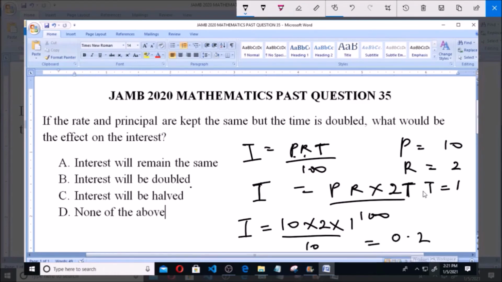Now let's double the time and leave the principal amount and the rate the same. So we'll have I is equal to 10 multiplied by 2 then multiplied by 2 now instead of 1, over 100, and that will be 10 times 2 gives us 20, multiplied by 2 gives us 40, and 40 divided by 100 will be equal to 0.4. So you can see that the interest now is double the former interest. So doubling the time, we also double the interest, and that is option B. Interest will be doubled.